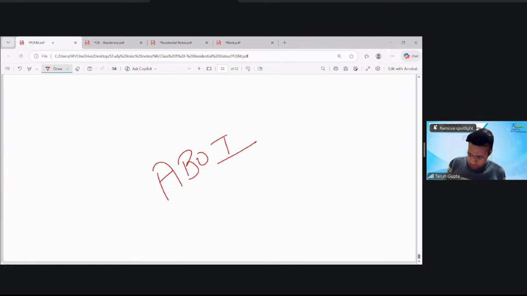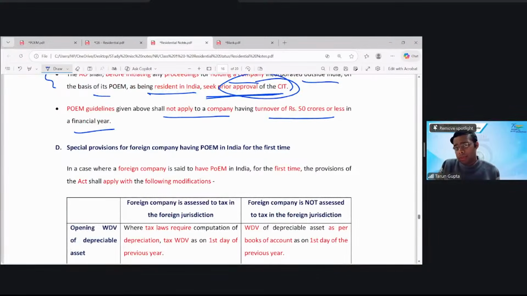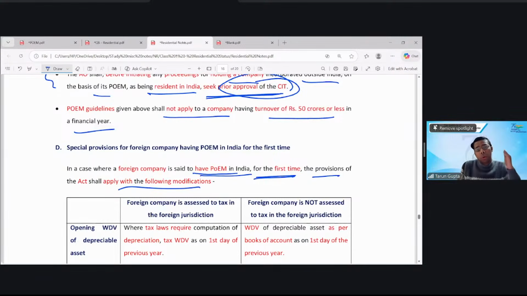Now, the last topic. If a foreign company is said to have a POEM in India, then what are the consequences? The consequence is that it will qualify as resident in India, and therefore its global income shall be taxable in India. But how will you compute that global income? What the law says is that in a case where a foreign company is said to have a POEM in India for the first time, the provisions of the Act shall apply with the following modification. So the Act provides the manner in which you will compute the income of such a foreign company.